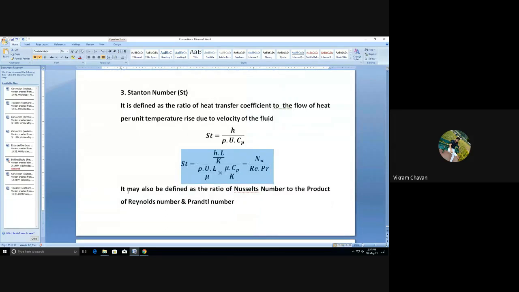On the basis of this formula, we can write the definition of the Stanton number: it may also be defined as the ratio of Nusselt number to the product of Reynolds number and Prandtl number.